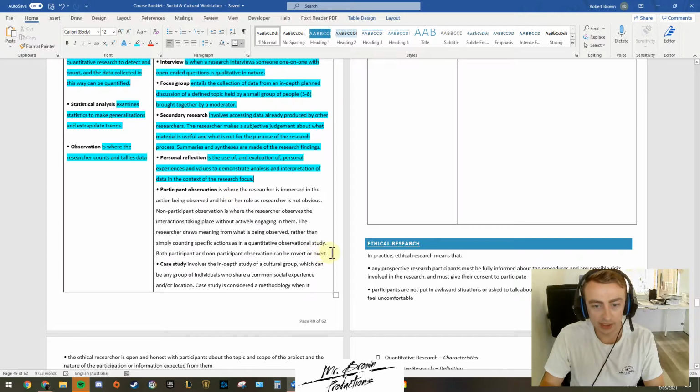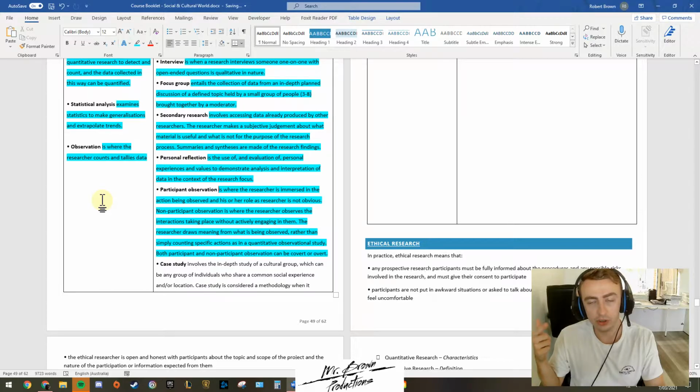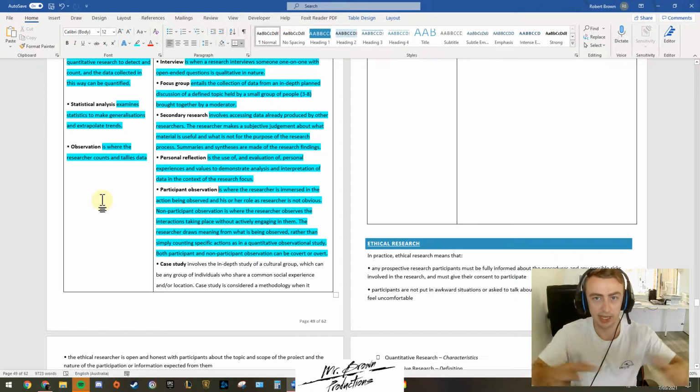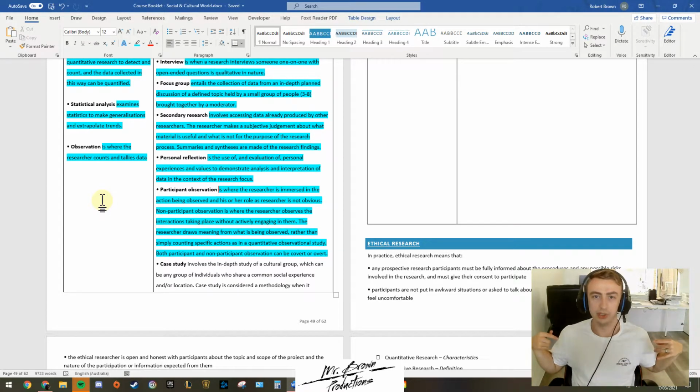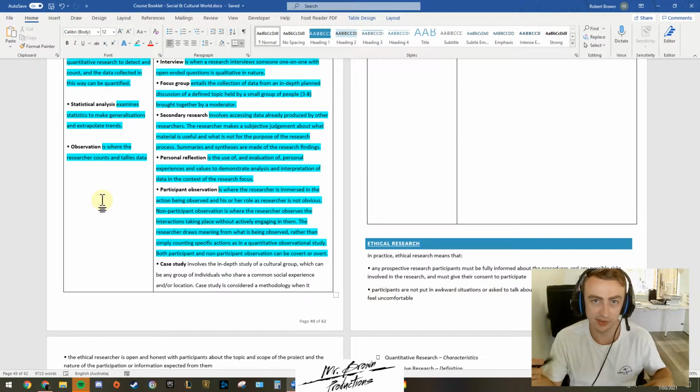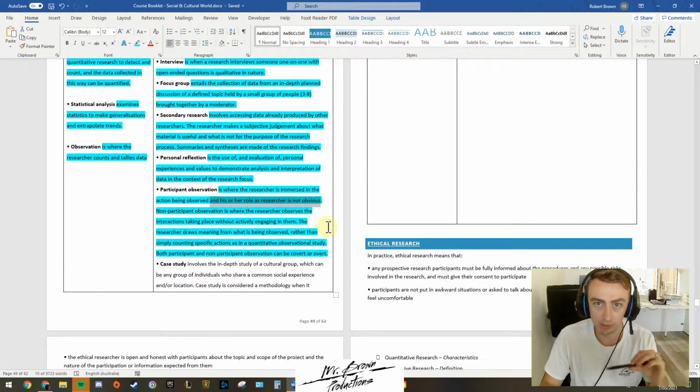Now, the next one is participant observation. So this is different from observation. The difference here is that in observation, when you're just sitting there counting, you're quite passive, you're not involved. Participant observation is where you get immersed in the action that's being observed, and your role isn't obvious to the people.